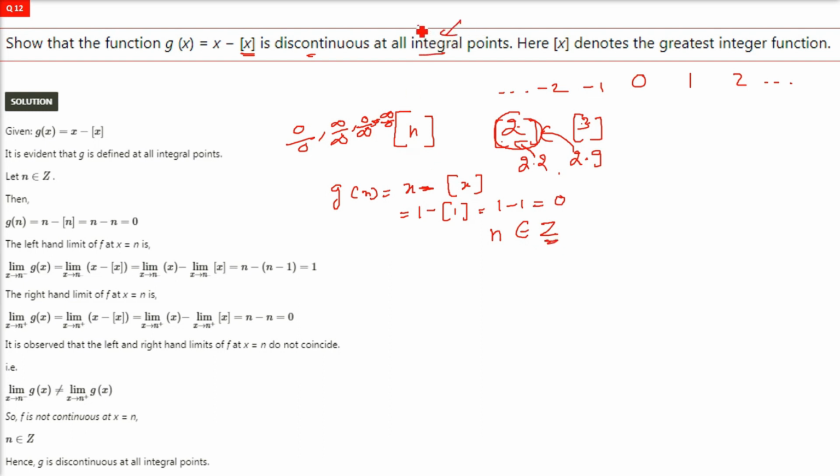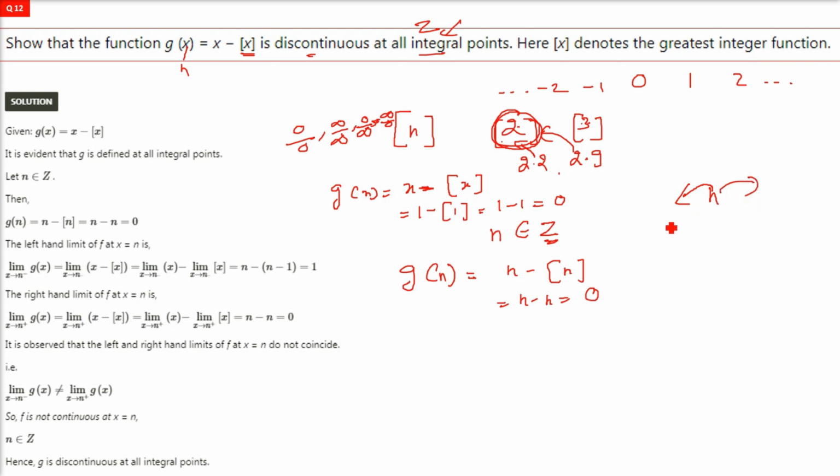But for n belonging to Z, integers, we'll take the left hand limit and right hand limit. And in the left hand limit and right hand limit, we would like to find out whether they are equal or not, or whether they are equal to 0 or not. Because g(x) at the value of n we have just found out. g(n) equals n minus GIF of n. Okay, the left hand limit and right hand limit. So first, the value of the function at some certain integral value is going to be 0, because I showed you 1 minus 1 is 0, n minus n is 0.